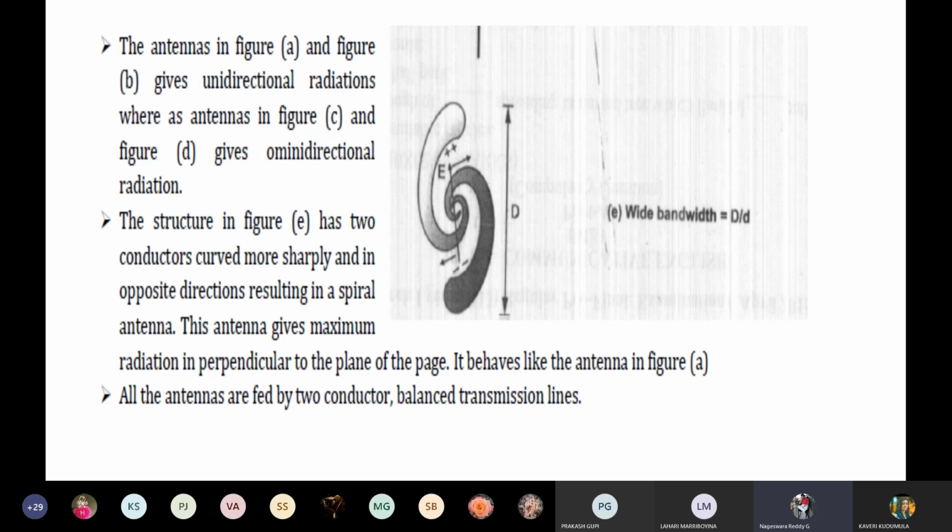The structure in figure E has two conductors curved more sharply and in opposite directions, resulting in a spiral antenna. This antenna gives the maximum radiation perpendicular to the plane of the face. You can observe in the diagram, E is perpendicular to the plane of the face, and it behaves like the antenna in figure A. All the antennas are fed by two conductor balanced transmission lines.